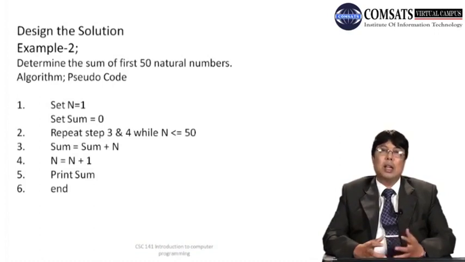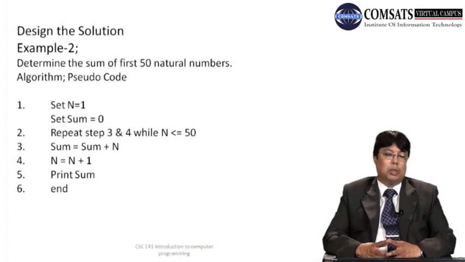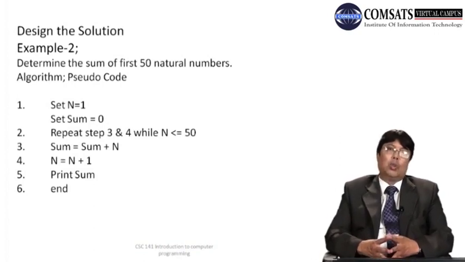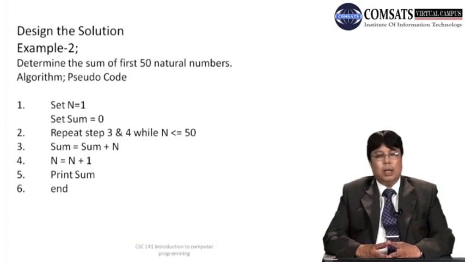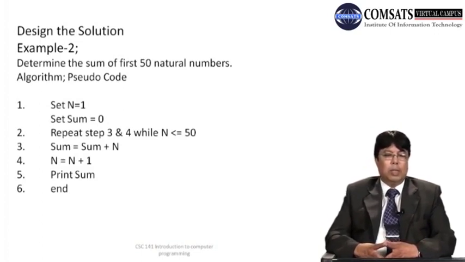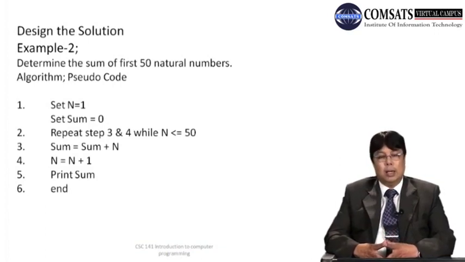It has got a certain name that I will explain very shortly, but for the time being we'll say that this algorithm requires that step number 3 and step number 4 should be repeated till the value of n reaches 50. That is, while n is less than 50, it should be repeated again and again and again. So what will happen?